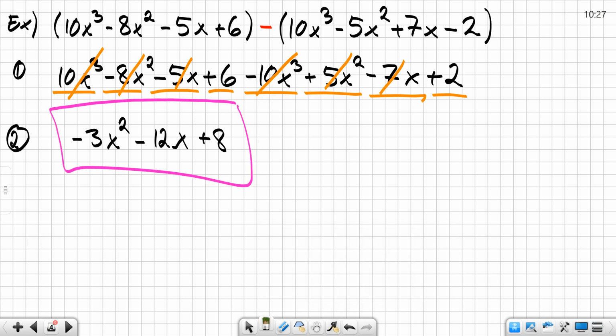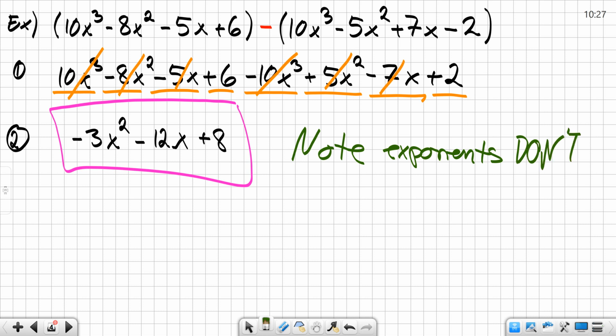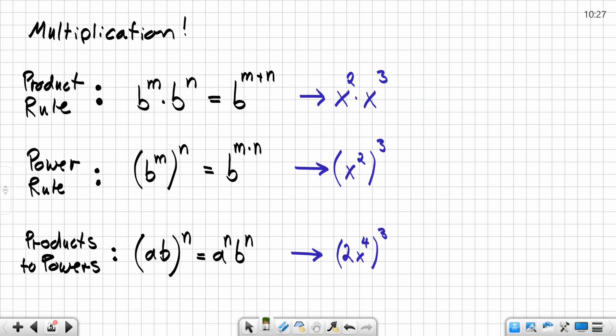Note something right here. When combining like terms, the exponents don't change. You do not add up the exponents or anything. You leave the exponents alone. All right? That will come now when we multiply polynomials.